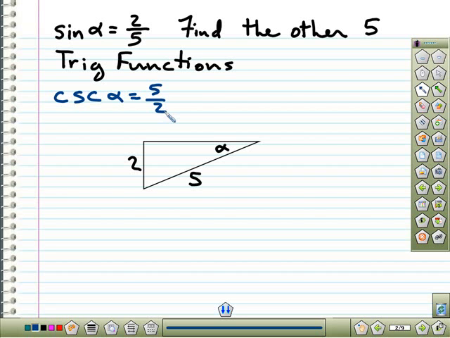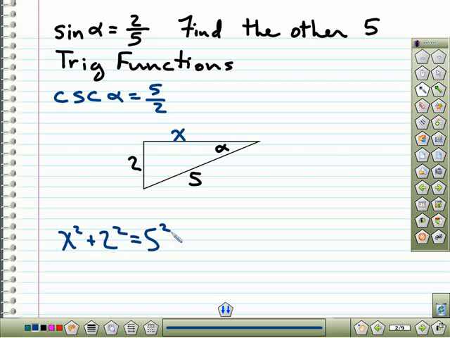Now, what we don't know are the other trig functions. So what we need to do is figure out what the adjacent side to alpha is. So how do we do that? Well, the Pythagorean theorem. I know what you're saying. Look, we've got this relationship. Let's call this side x. The Pythagorean theorem tells us that x squared plus 2 squared is equal to 5 squared.